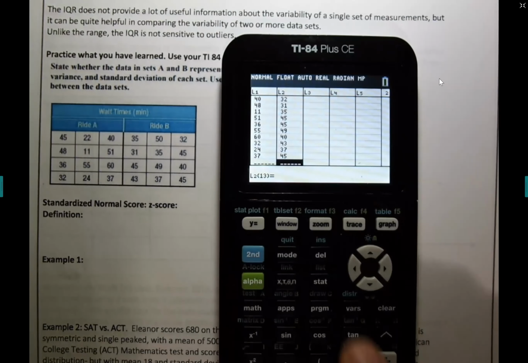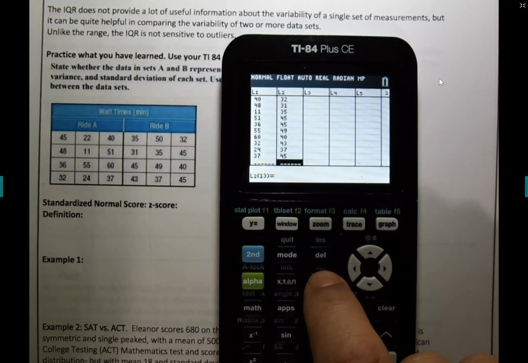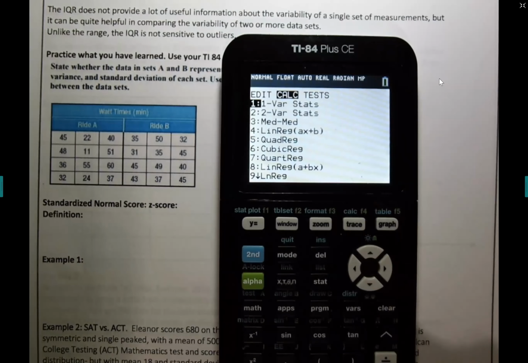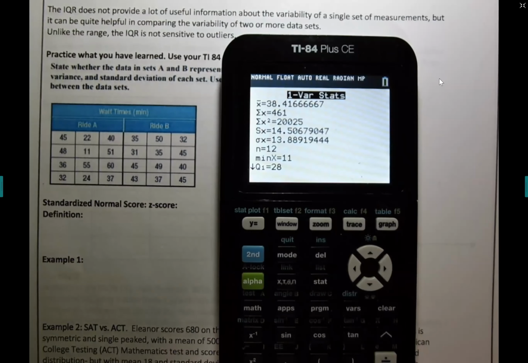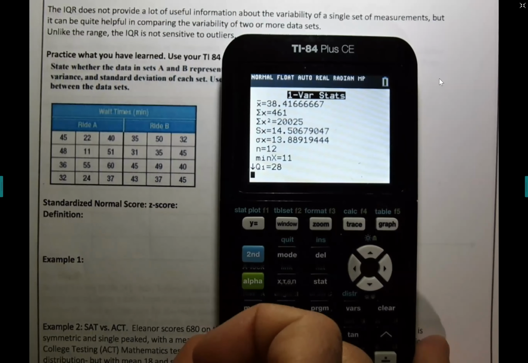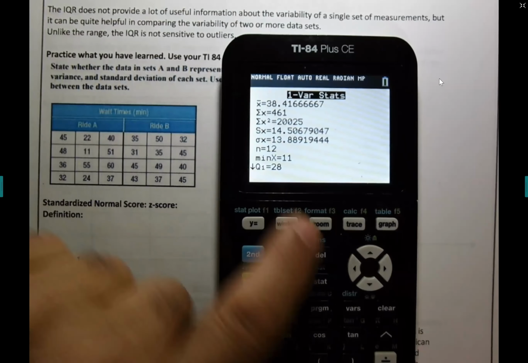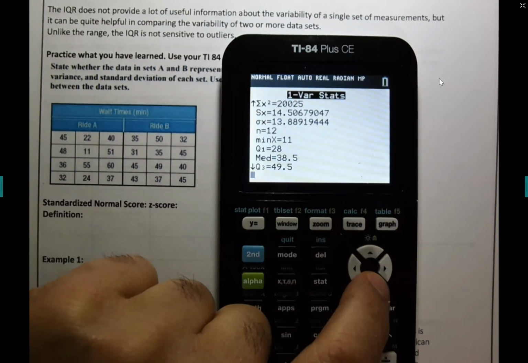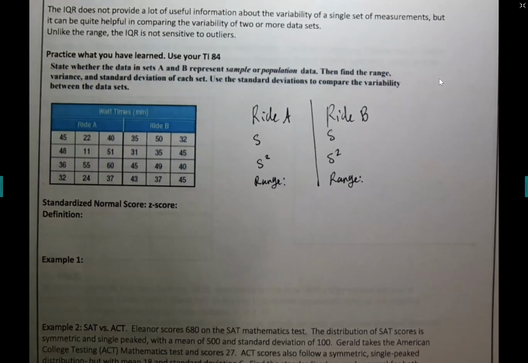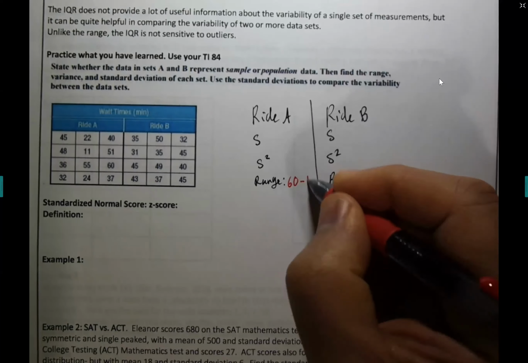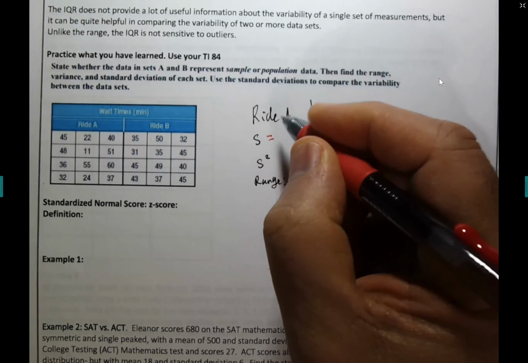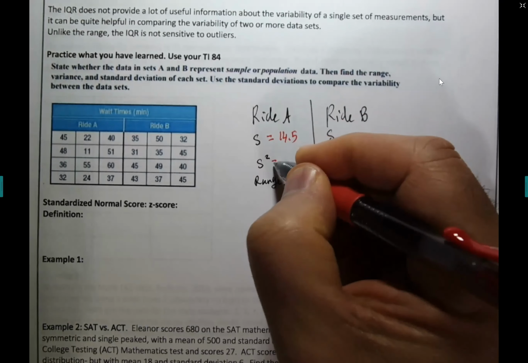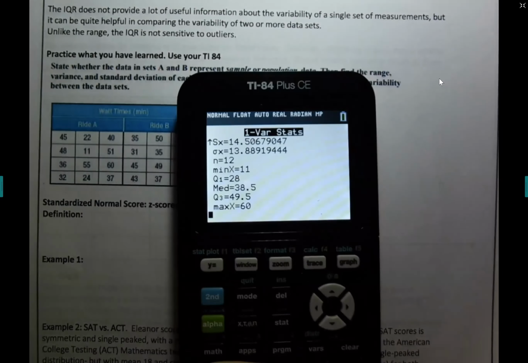Let's find the standard deviation and the range of the first one. So go to stat, calc, one variable statistic, and just scroll down, guys, calc. There you go. So S is 14.5. Let's do one decimal place. And the minimum is 11, and let me show you the maximum. The maximum is 60. So the range will be 60 minus 11, which is 49. And S, guys, as you notice, was 14.5. We'll do S squared in a little bit. Let me do S right now.